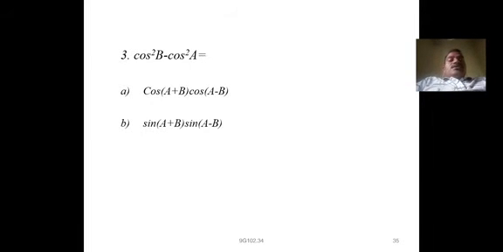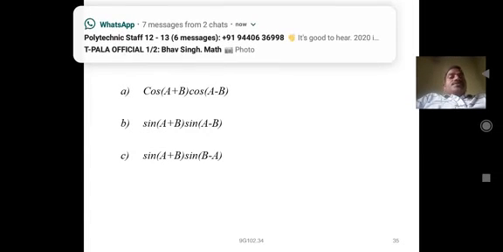Cos square B minus sin square cos square A. It is sin of A plus B into sin of A minus B. So actually the complete terms, either complete sine terms or complete cos terms, is the sin of A plus B into sin of A minus B. So here the first option is cos of A plus B into cos of A minus B, wrong option. Sin of A plus B into sin of A minus B, correct option. Sin of A plus B into sin of B minus A, wrong option. None. B is the correct option.